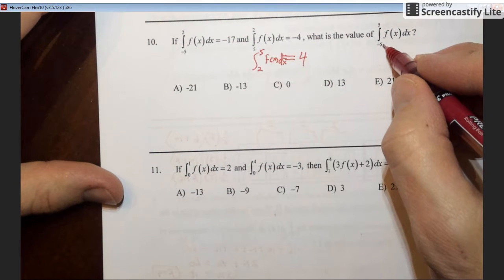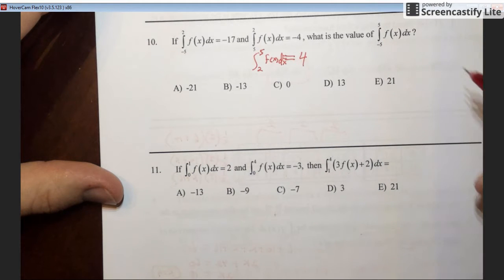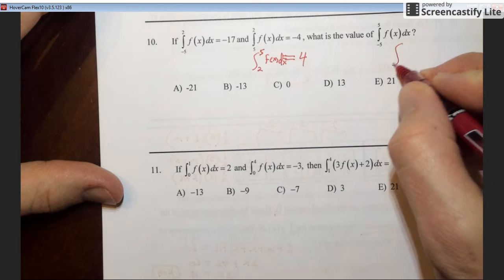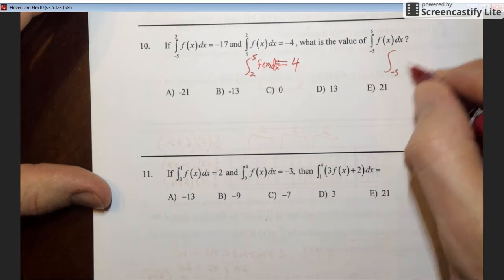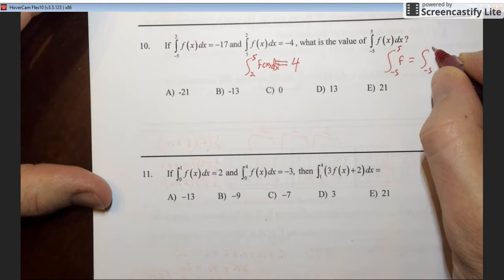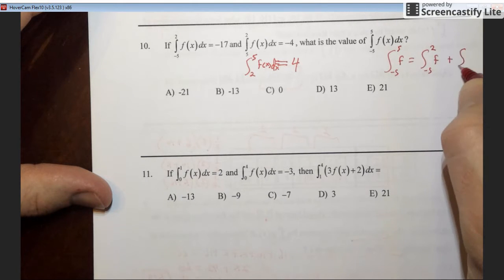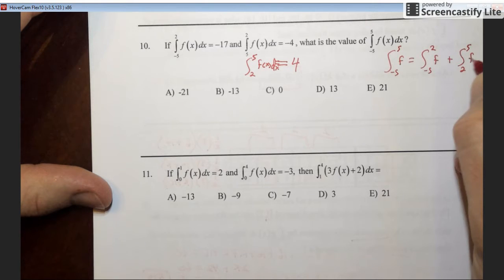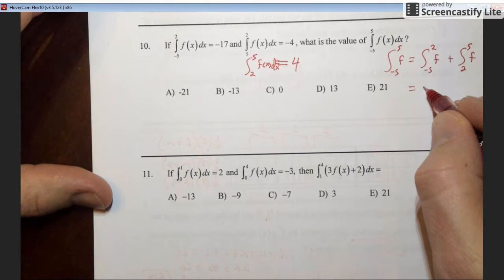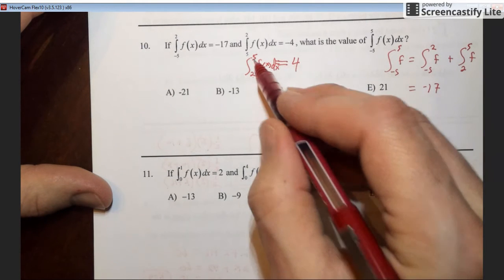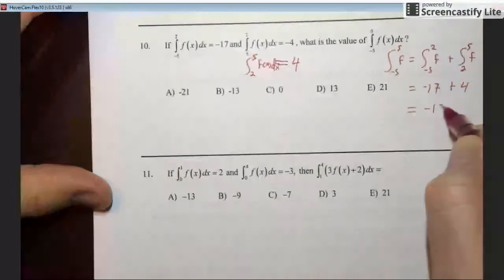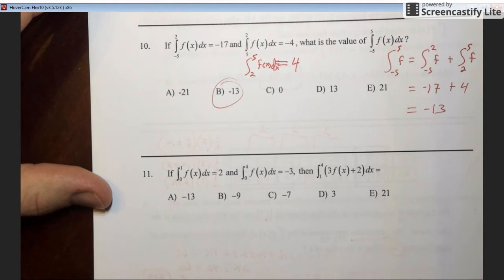Now we are asked what's the integral from -5 to +5 of f of x. Well, this goes back to the whole is equal to the sum of its parts. I'm going to write shorthand here: the integral from -5 to 5 of f is equal to the integral from -5 to 2 of f plus the integral from 2 to 5 of f. Well, -5 to 2 is -17. 2 to 5 is 4. And our answer, when we put them together, is negative 13. There we go, B.